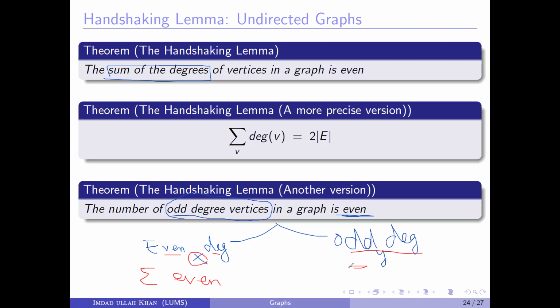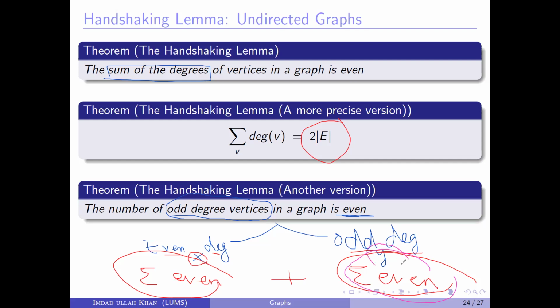So why does it have to be even? Because it must be even. Why? Because the sum of these two degrees is even. That's what we know. So if one component is even, the other component must be even. In order to make the right hand side sum even, Y must be even. Y is the number of odd degree vertices. So all these three versions of the same theorem mean the same thing: that the number of odd degree vertices must be even.